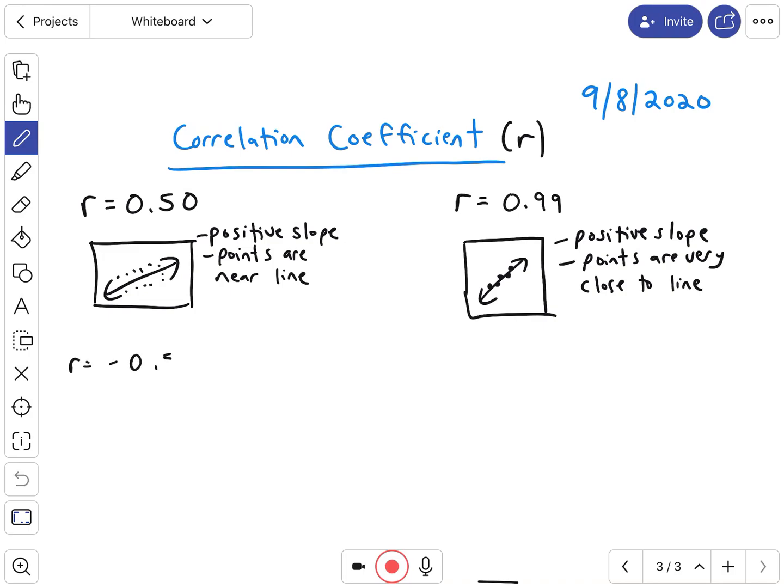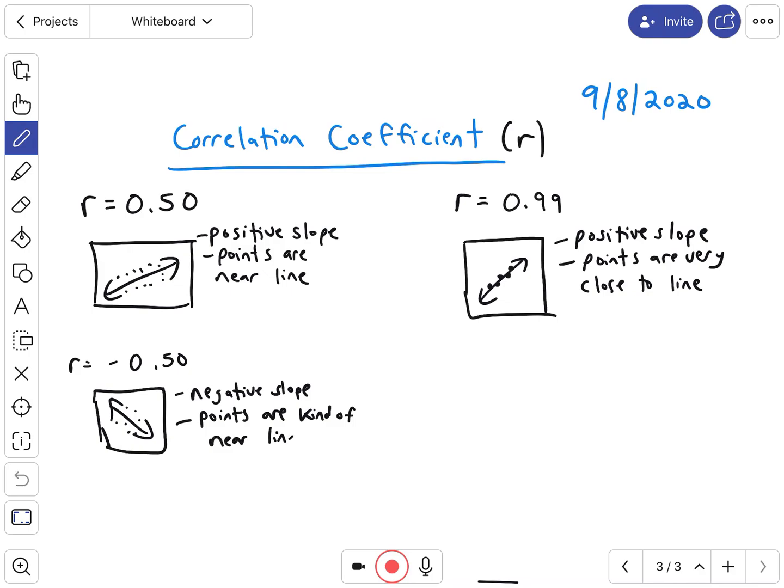Okay, you could have a negative 0.5, and that would be a negative slope with the points kind of near. So you'd have a negative slope, and the points are kind of near the line. And I should put kind of here too, right?